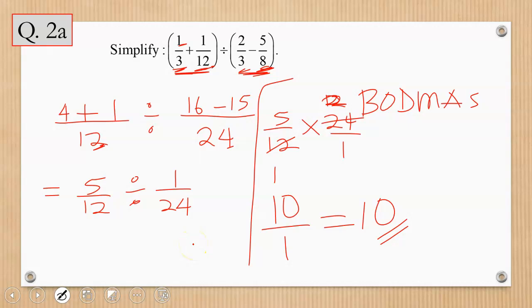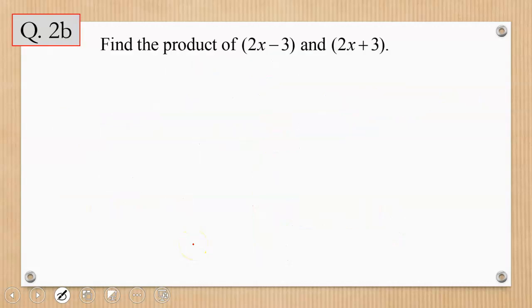Let's take the second example. So the second question, find the product of (2x - 3) and (2x + 3). Find the product. The product simply means the result when we multiply two numbers or variables. And so we have our 2x minus 3, 2x plus 3. We have to simplify or find the product.